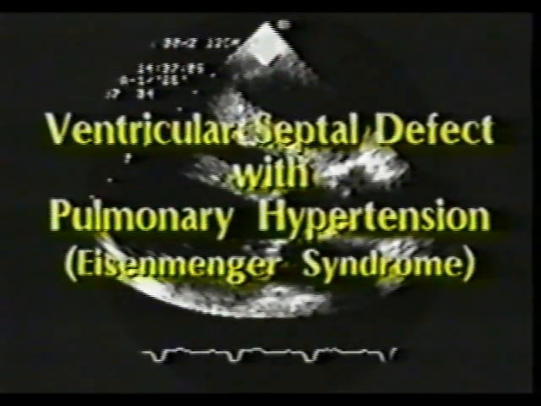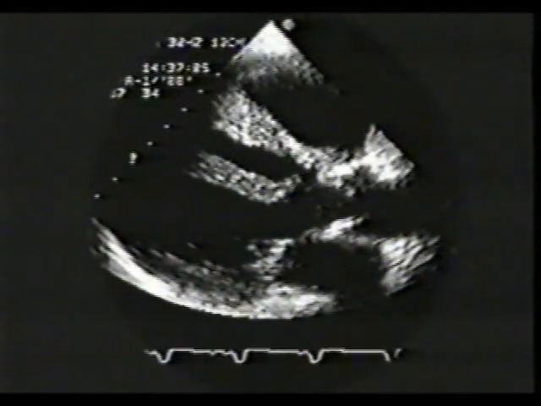We will now demonstrate the features of ventricular septal defect with severe pulmonary hypertension. This is a parasternal long axis view of a 37-year-old patient. Features to note include markedly hypertrophied right ventricular free wall, dilated right ventricular chamber, marked hypertrophy of the anterior papillary muscle. Note here the presence of a large perimembranous ventricular septal defect.